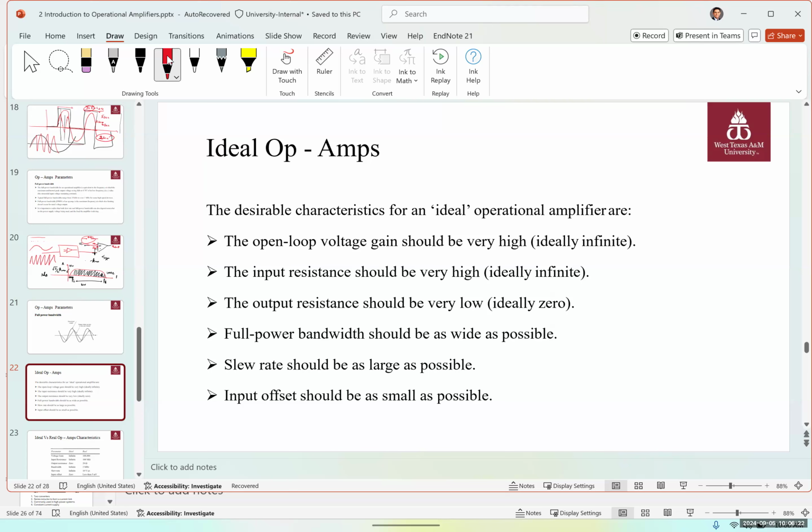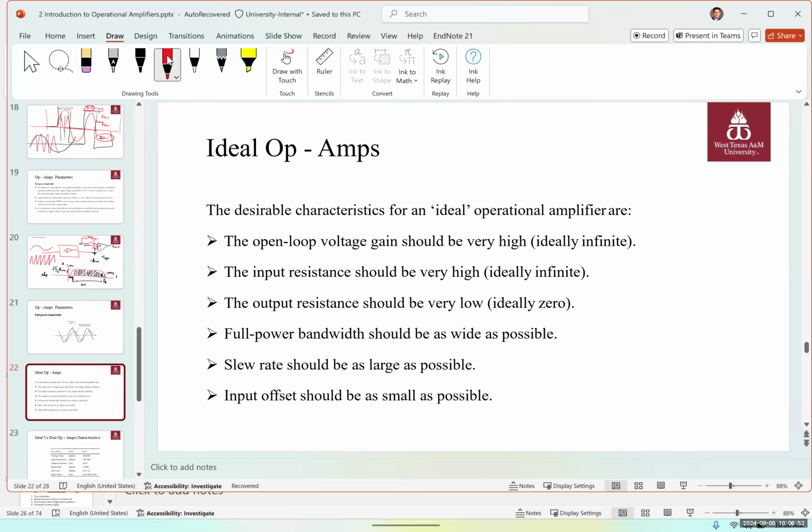So let's go back to the desirable characteristics for an ideal op amp. What are we looking for, and what's desirable for an ideal op amp? First thing is that the open-loop voltage gain should be very high. Ideally, it should be infinite. The input resistance should be very high, again ideally infinite. The output resistance should be very low, ideally 0.